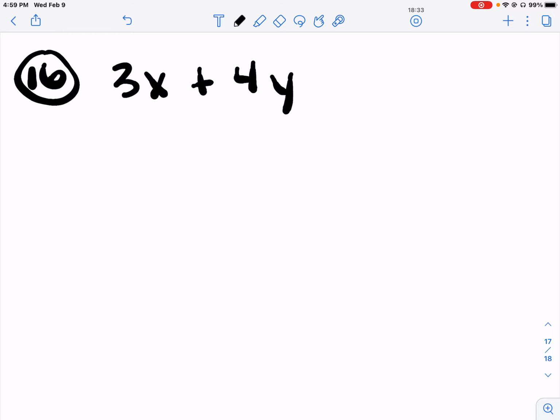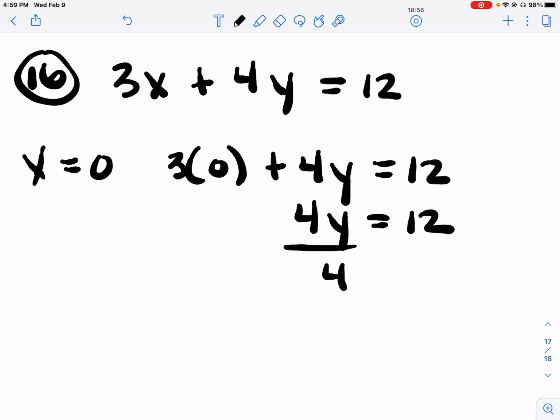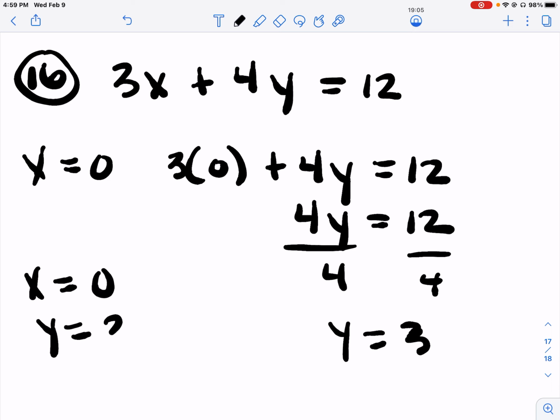Okay, last one said find the intercepts. That's when it crosses the axis and either x or y will be 0. So the first time you say x equals 0, so put 0 in for x. Okay, 3 times 0 is 0, so we just get 4y equals 12. Divide, so we get y equals 3. Okay, so x equals 0, y equals 3. Okay, that's one of them.